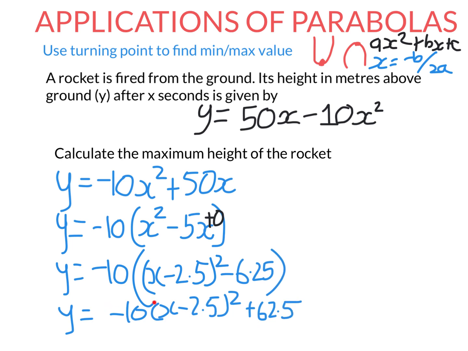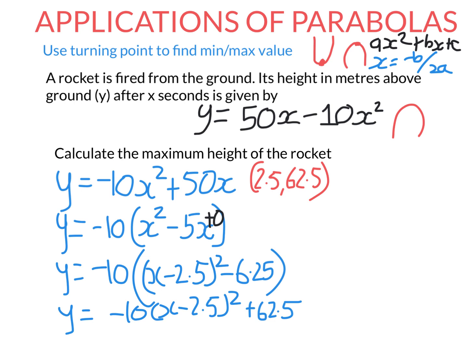The turning point of this parabola, which is the same as this parabola, would be 2.5, 62.5. Now we know that this is going to be a maximum because this parabola would be a frowny face, because the coefficient of x squared is negative. So what that means is the maximum height, y, is going to be 62.5 meters, and it'll occur when x is 2.5, after 2.5 seconds. So there's a lot of work in that, but there is an easy way.